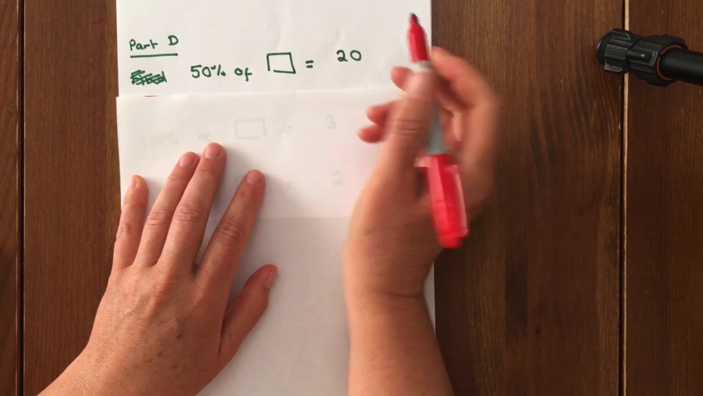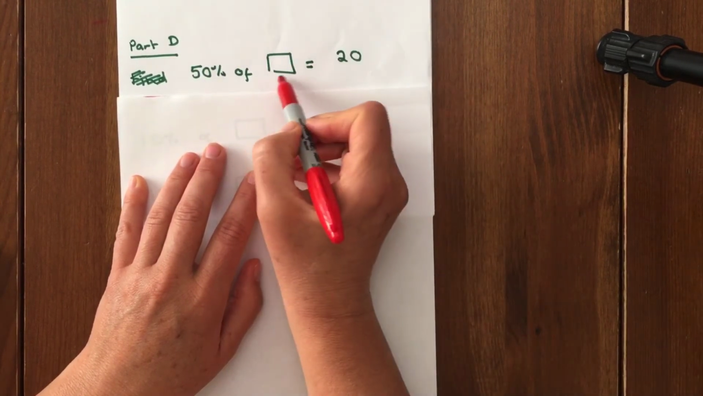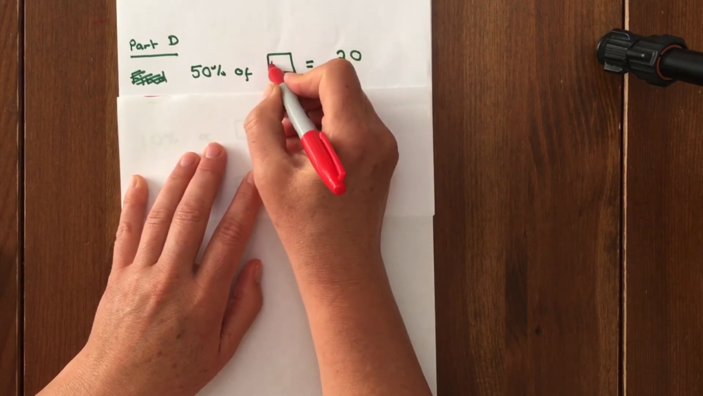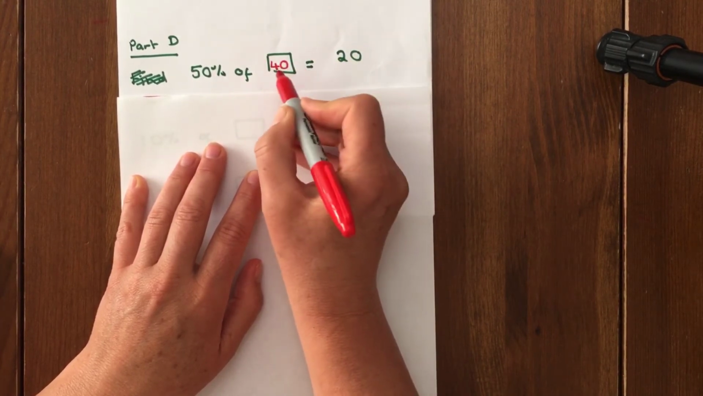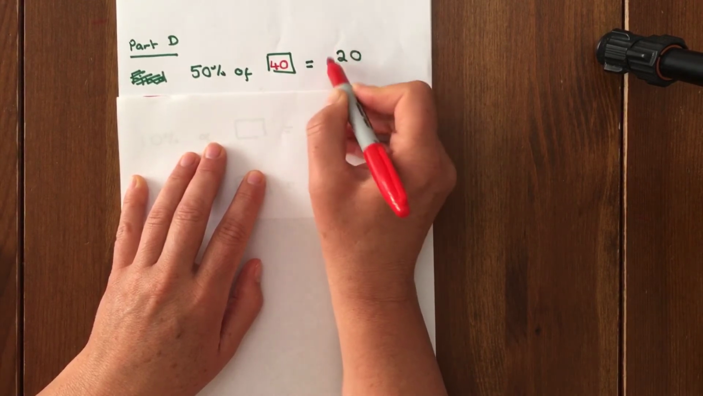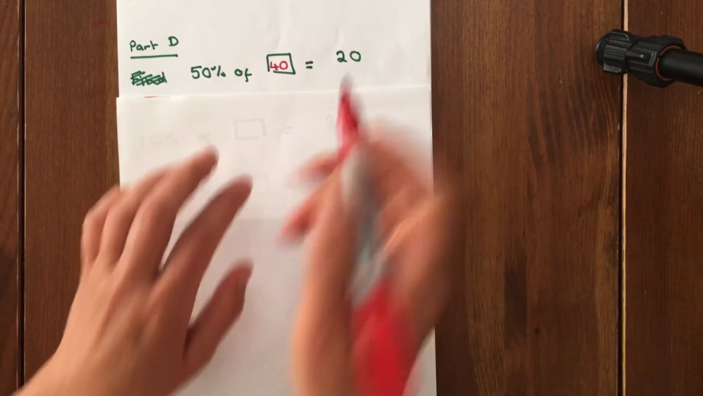Okay. Now to find 50%, I know I'm halving. So half of this number is 20. Well, I know half of 40 is 20. I know that because I just doubled 20 to get 40. Okay, next one.